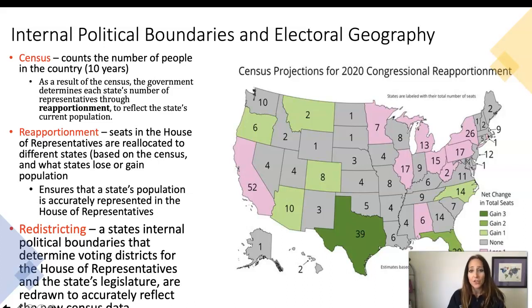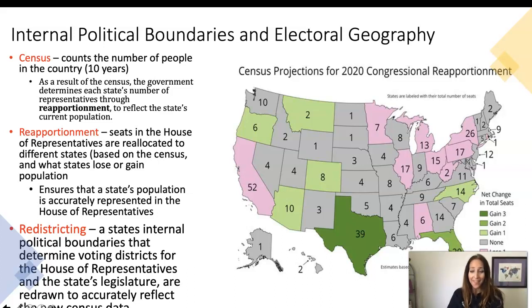So if you take a look at the picture on the screen, these are the projected numbers after the census was just given in 2020. Basically, the reapportionment process is trying to figure out, based on the census, how many people are going to be representing each of the states in the House of Representatives.